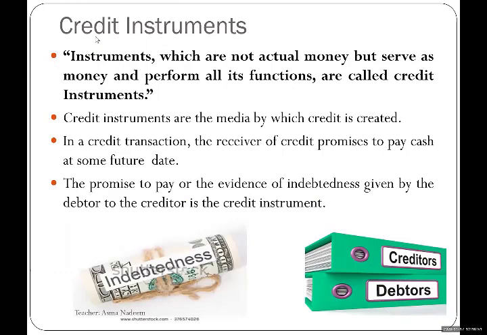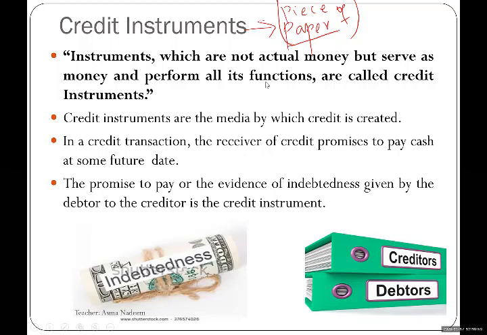Now the thing is, what do we mean by credit instruments, why is check a credit instrument, why are we saying check is a credit instrument? Now, when we say instrument in a bank, usually the word instrument brings piano, guitar, drums to our mind, we think these things are instruments, but in a bank, instrument is a paper. What is instrument in a bank? In a bank, instrument is a piece of paper. And we are saying that this is the paper which is not actual money, but serves as money and performs all its functions.